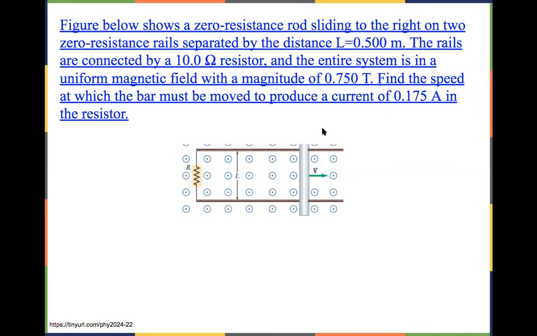In this case, you are given current I, and you have R as the resistance of the circuit. You can figure out the induced EMF. So I times R will be the induced EMF. Then you can use that information, because induced EMF will be equal to B times L times V, from a couple of slides back, and you can solve for your V. So give it a try, then we'll look at the solution together.